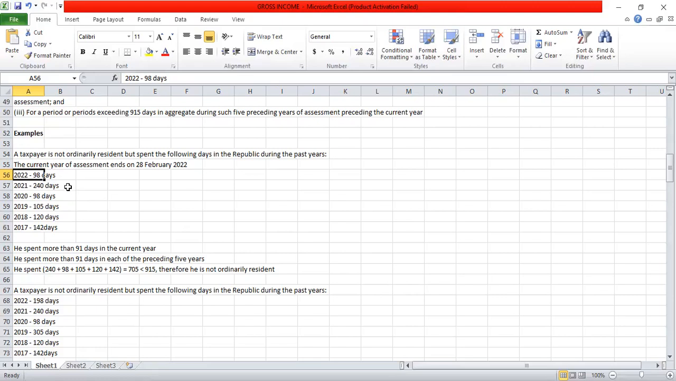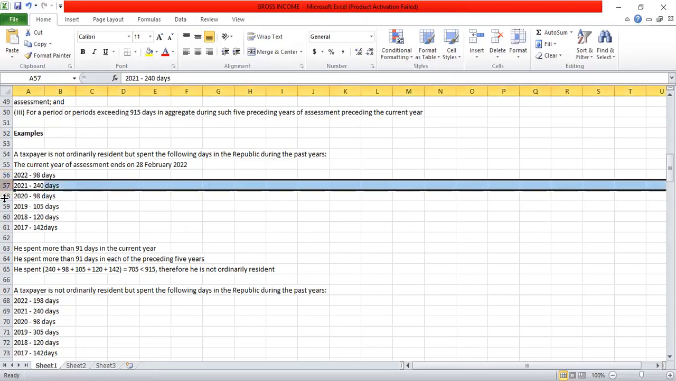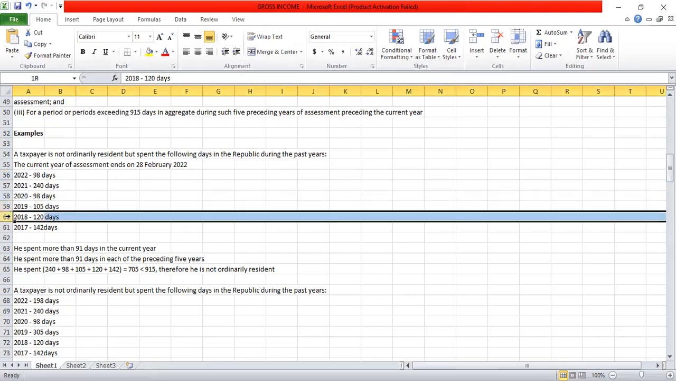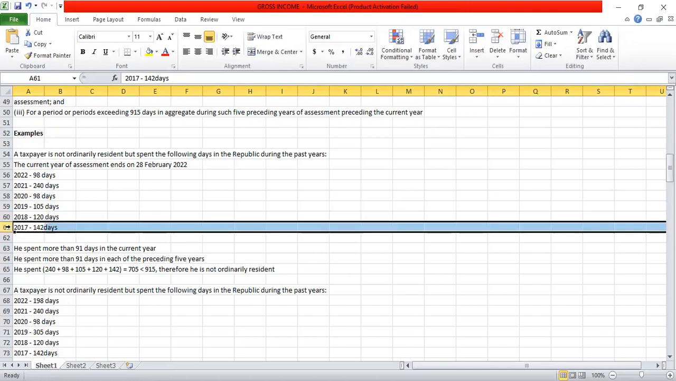Now, if you can see, in 2021, it was 240 days. Then we have got 2020, 98 days. 2019, 105 days. 2018, 120 days. 2017, 142 days. If you look at all those years, in every year, the days were more than 91 days. That means you fulfill the second test for the physical presence test.